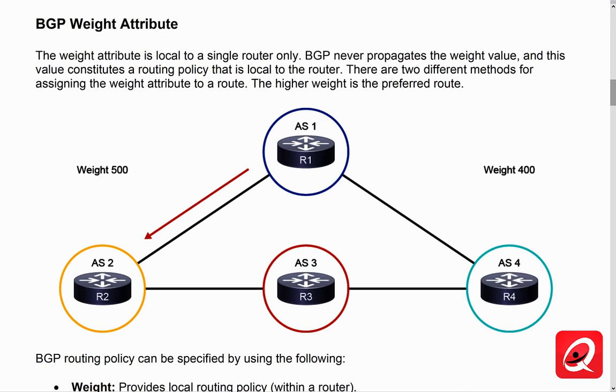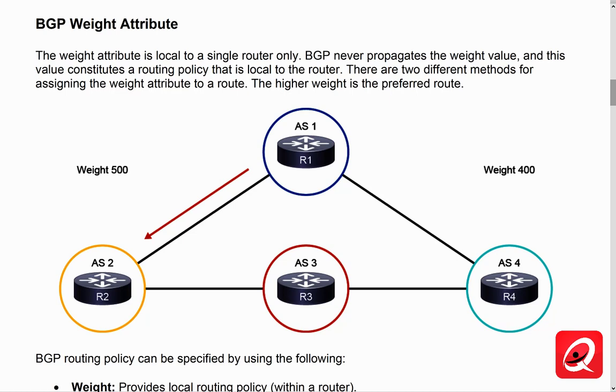So let's talk about the weight attribute. The weight attribute, like I said, is a Cisco-defined attribute. This attribute uses weight to select the best path. The weight is assigned locally to the router itself, all right? So based on this diagram here, we're talking about this from the perspective of router one.